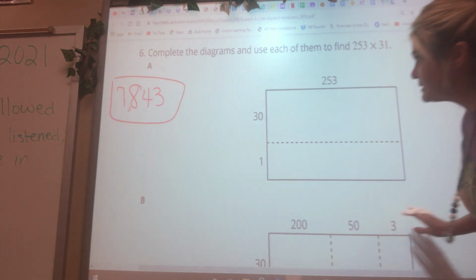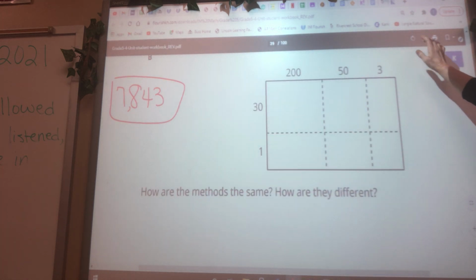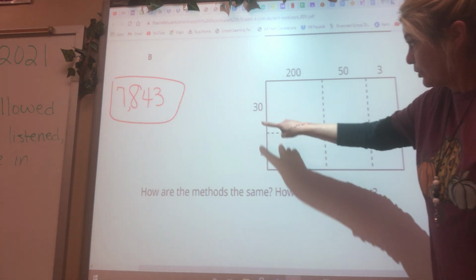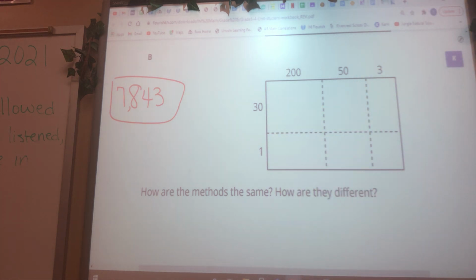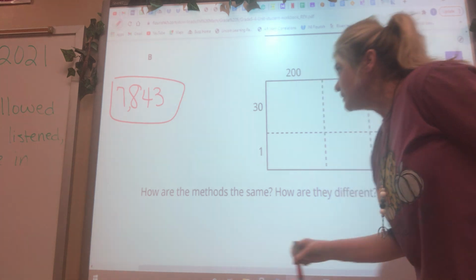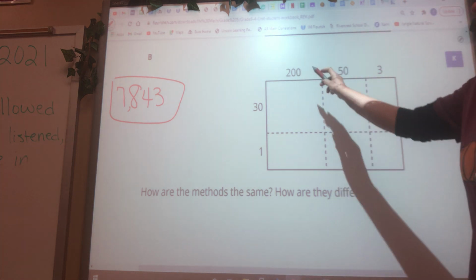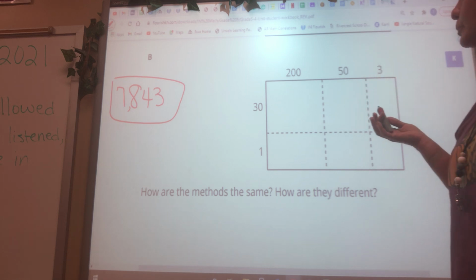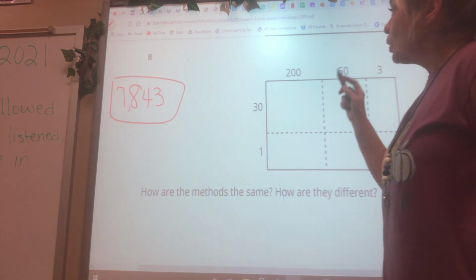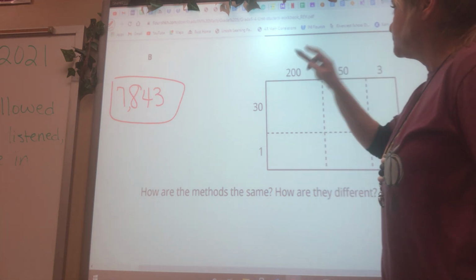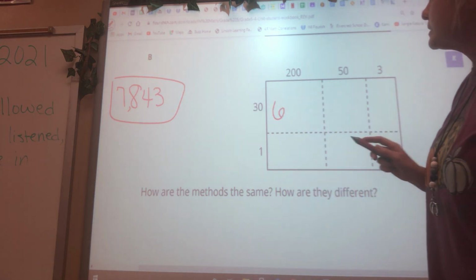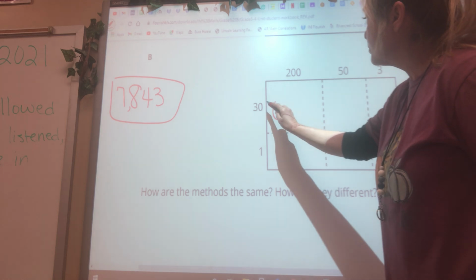When we move to the next diagram, it's still representing the same number, 253 times 31. It's just broken down differently. So if we multiply each of these partial products, we would have 200 times 30. So we know now that we can use multiple of 10 math, multiply the whole number parts that I see. 2 times 3 is 6. And how many multiples of 10 altogether? 1, 2, 3.